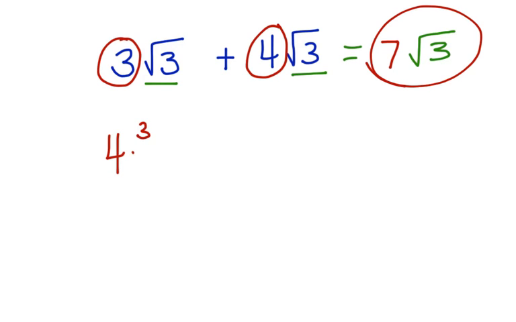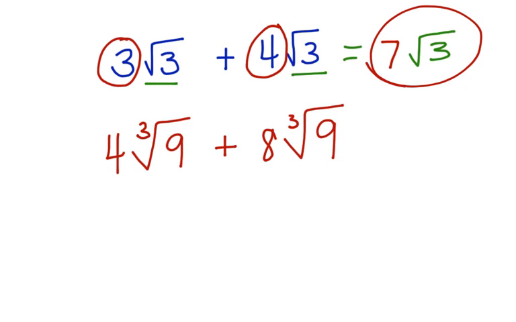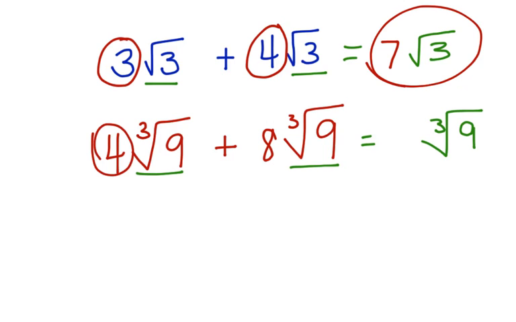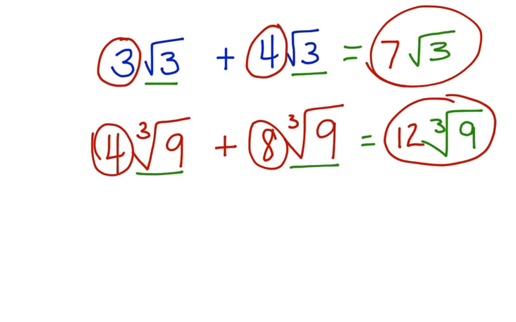Let's look at another one. 4 cube root of 9 plus 8 cube root of 9. These are both like terms, so we can bring that again over into our solution. Now we add the number parts of the expression. 4 plus 8 is 12. Here is our final answer.